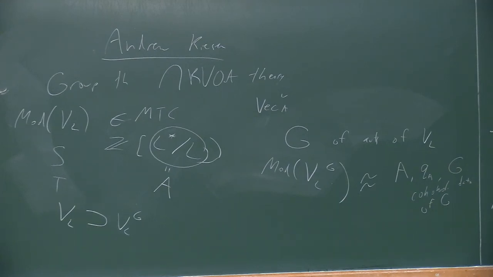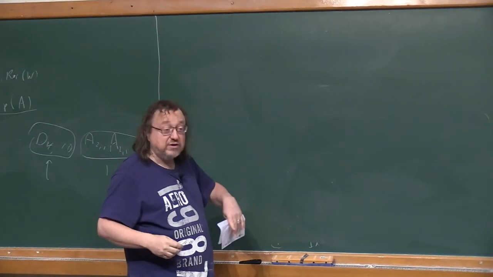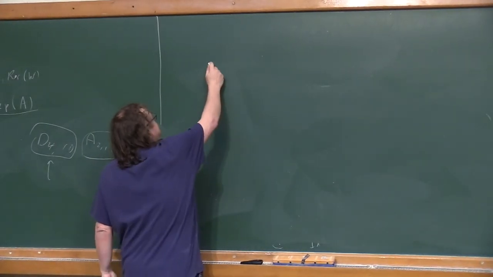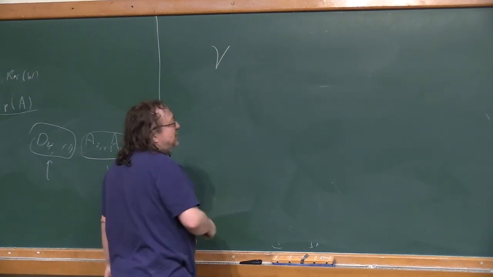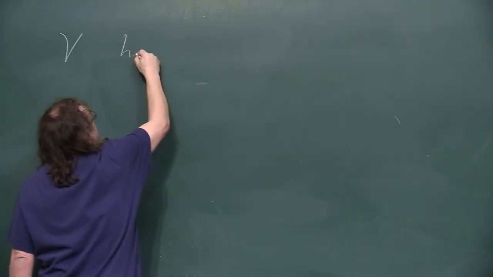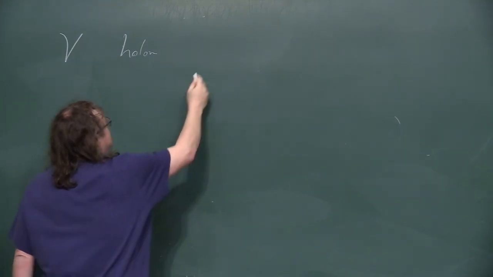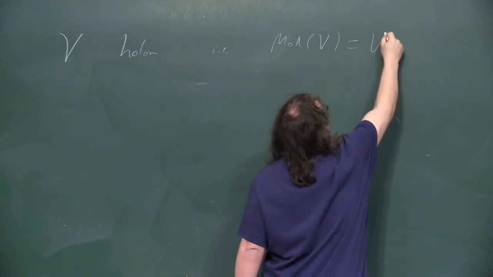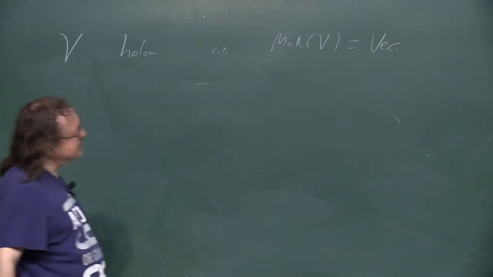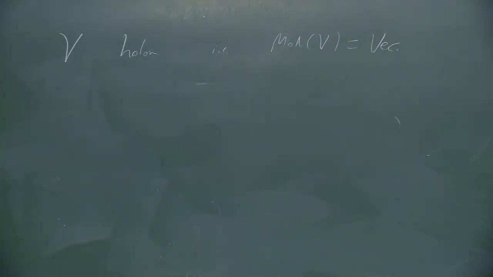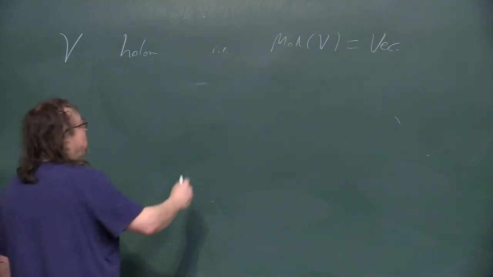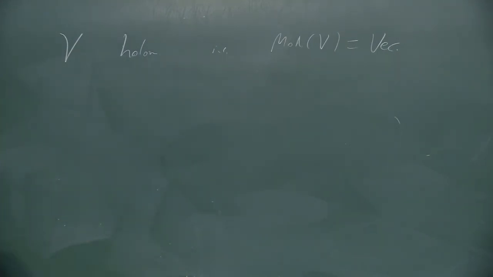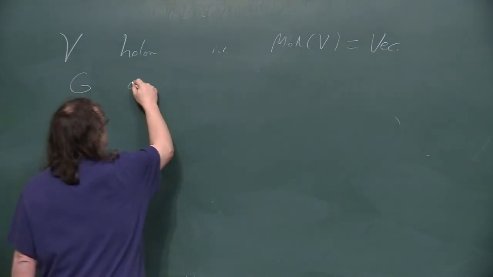So let's deal with the baby of all of these possible cases, perhaps even the most important of them. Let's consider some VOA, V, which is holomorphic. Again, what this means is its category of modules is trivial. Its representation theory is trivial. So Vec is a very boring modular tensor category. It's the most boring of them all. It's the unit among all of the tensor categories. Okay, and we take some finite group G of automorphisms.